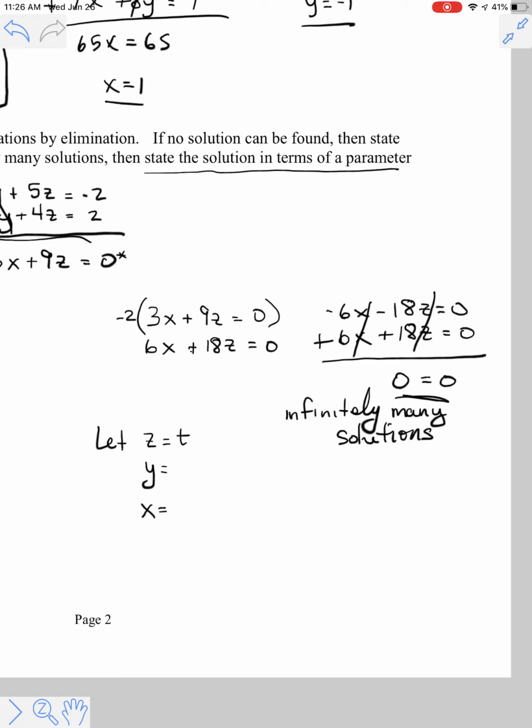So if I go back to one of the equations that only had 2 variables, this one for example, I can rewrite that now, knowing that I'm letting z be t. I can rewrite this as 6x plus 18t equals 0. And if I solve for x, I'm going to get 6x equals negative 18t. Divide by 6 and I get x equals negative 3t.